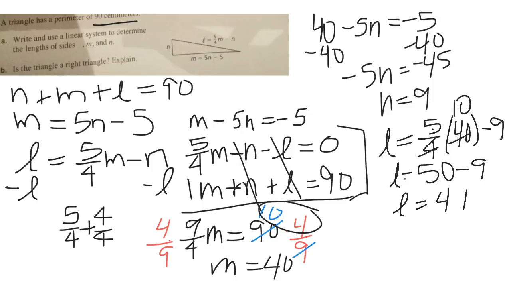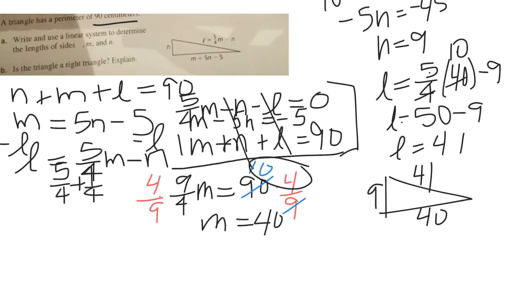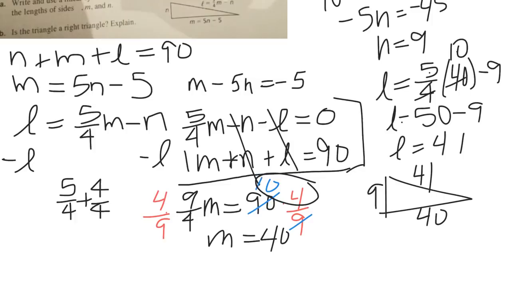Yes. So now I know L, M, and N. I know all the sides. Now it wants to know, is it a right triangle? And L is 41, M is 40, and N is 9. How can we determine whether this is a right triangle or not? What about the Pythagorean Theorem? If the Pythagorean Theorem works, then it's a right triangle.